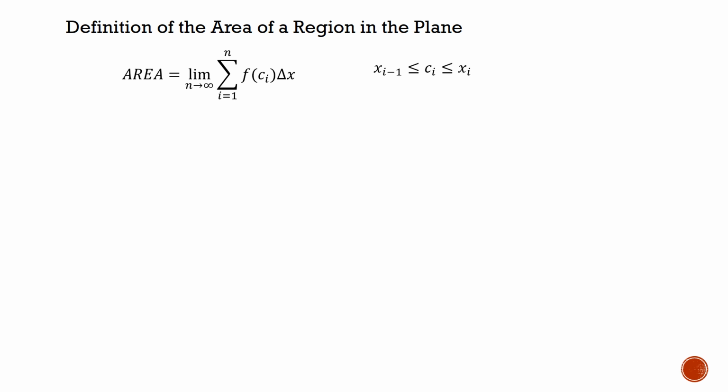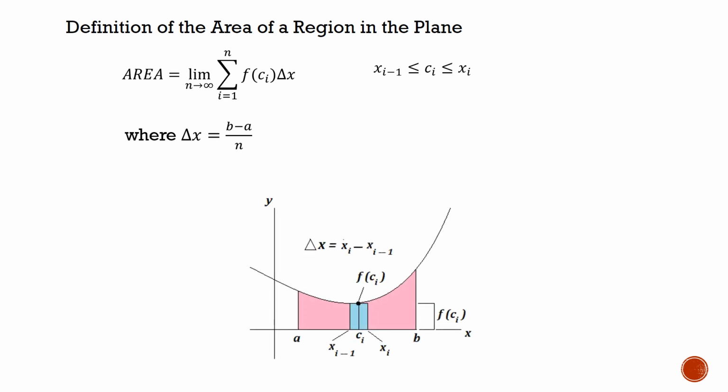Here's where it starts to get even more confusing. What do you mean c sub i lies between x sub i minus 1 and x sub i? I don't know why, but it seems that mathematicians really like to confuse people. Makes us feel a little bit smarter. So once again, delta x still represents the upper bound minus the lower bound, divided by n. And I think this picture will really make sense.